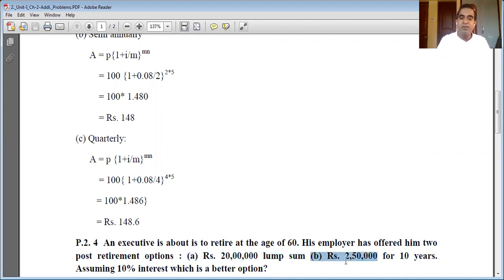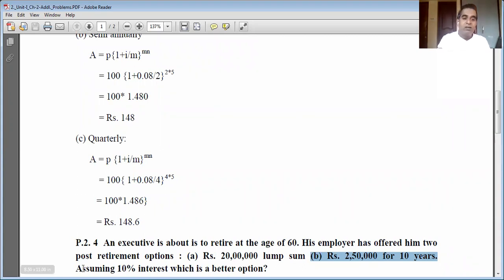Then option B is the employer said he will give 2,50,000 rupees each. How is it mentioned in the textbook? Rupees 2,50,000 for 10 years. How to interpret this? Please try to understand. Okay, 2,50,000 rupees for 10 years means the employer will give 2,50,000 rupees each year for 10 years.